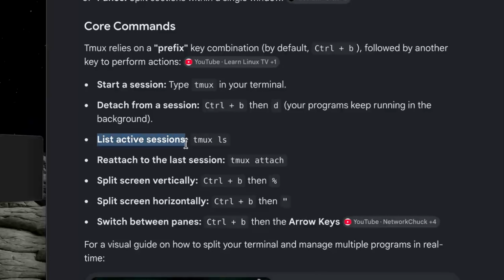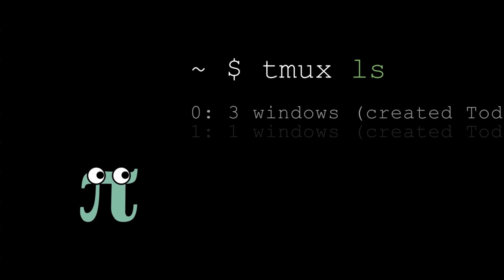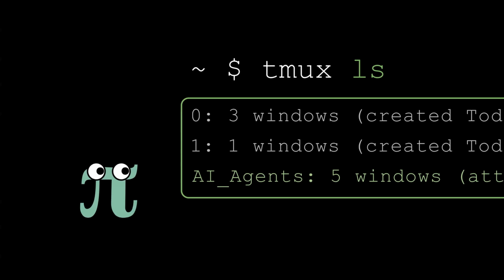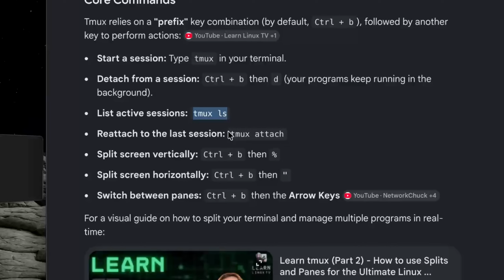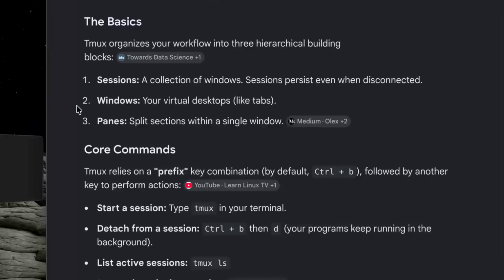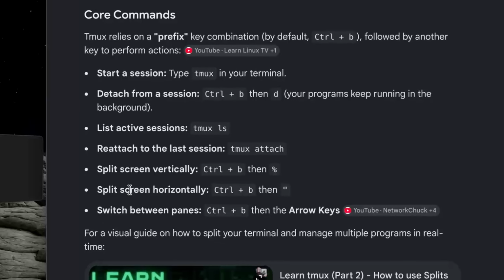Then list active sessions with tmux ls. Every programmer should know this. What did it do with the ls function? Then reattach the last session with tmux attach. I see. Screens. Oh, screen means this window, I guess. I'm not sure, but let me see.